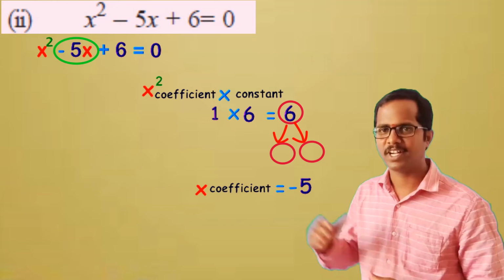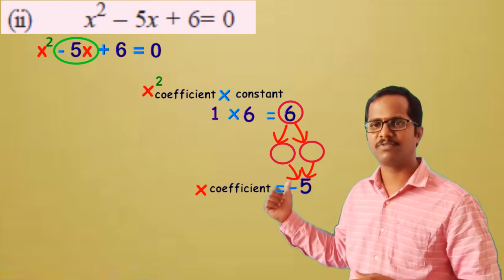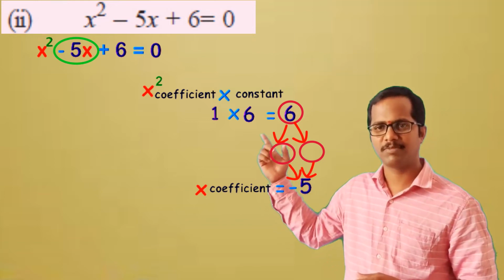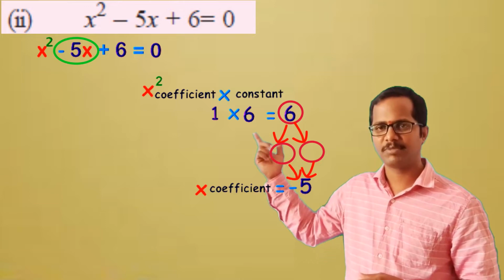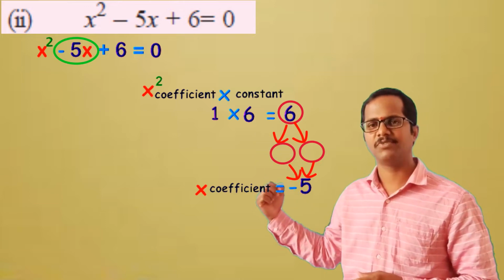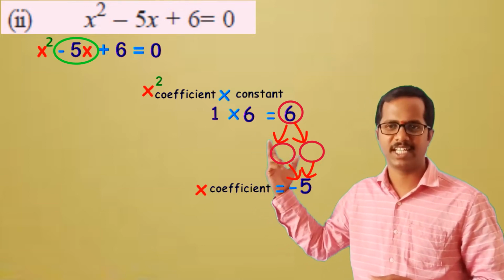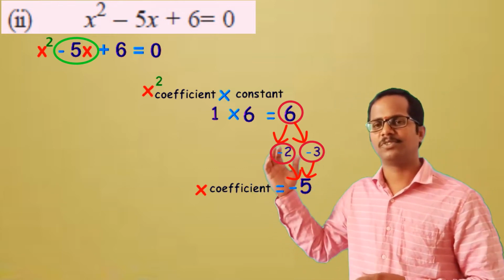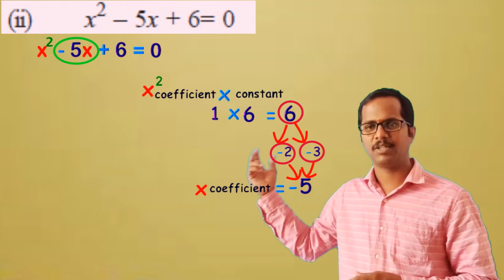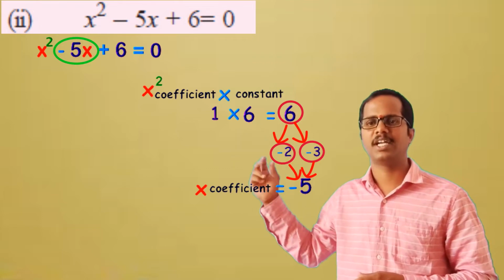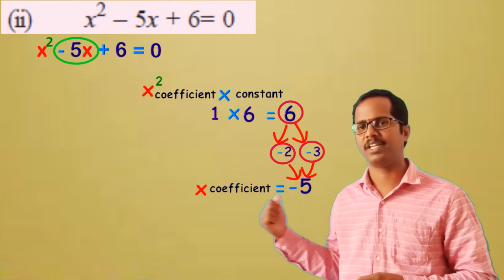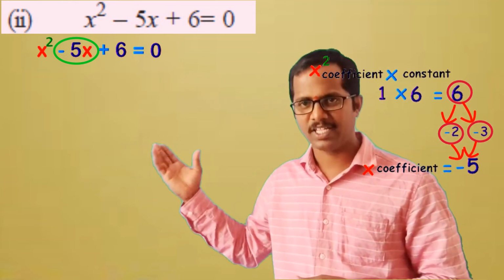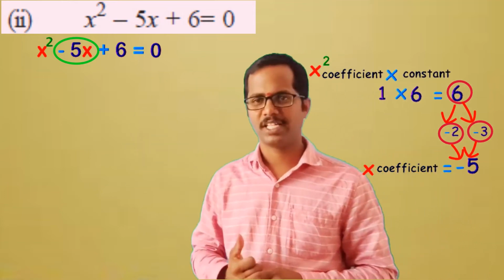Very good. We do not take plus 2 and plus 3 since the coefficient is minus 5 and the product is positive. So when the product is positive and the coefficient is negative, we have to take the two factors as negative. So we have to take minus 2 and minus 3. So if we take minus 2 and minus 3, their product will equal positive 6 and their sum will equal the x coefficient minus 5.